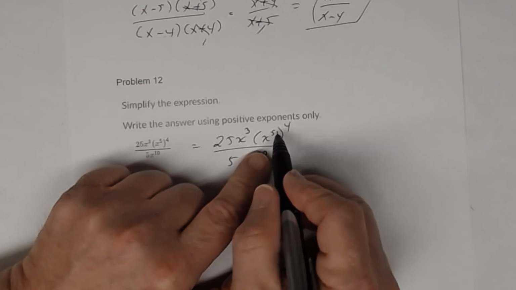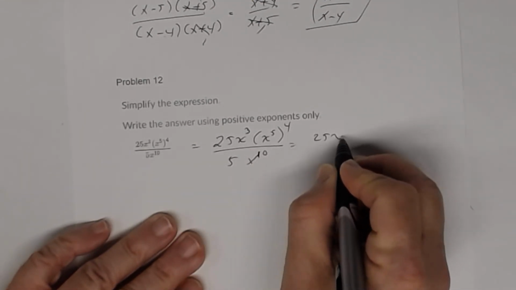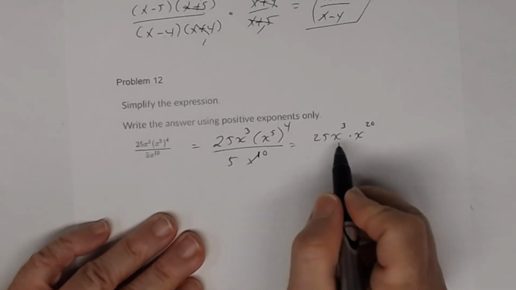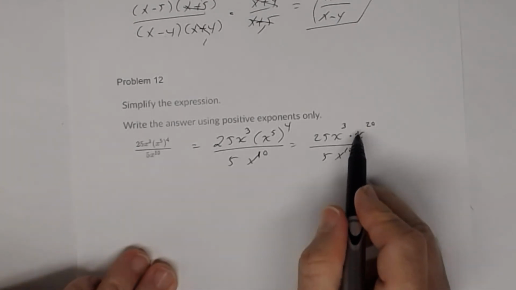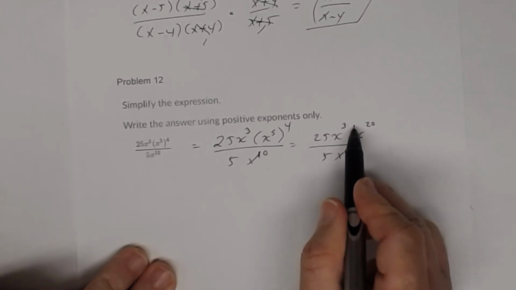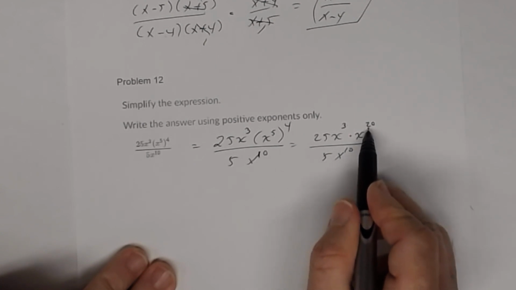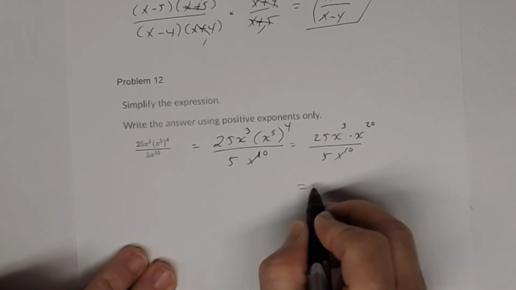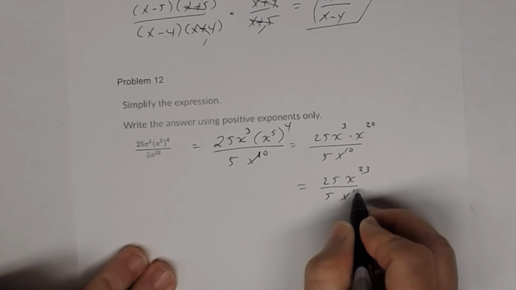So when you have a power raised to a power, you multiply those exponents. So this becomes 25x cubed times x to the 20th power, since 5 times 4 is 20, divided by 5x to the 10th. What I would do next is go ahead and simplify this numerator. When you multiply like bases, you add exponents. So x cubed times x to the 20th is 20 plus 3, so it'll be x to the 23rd. So it becomes 25x to the 23rd divided by 5x to the 10th.